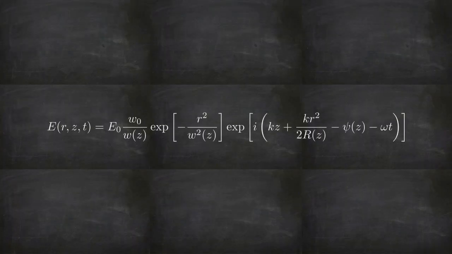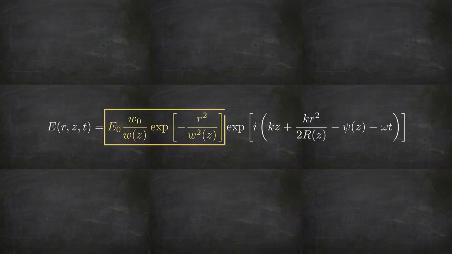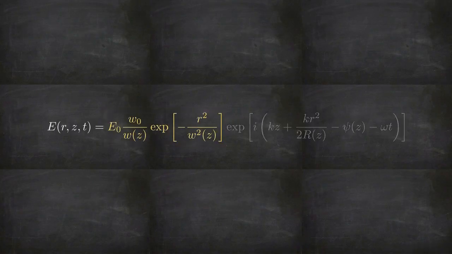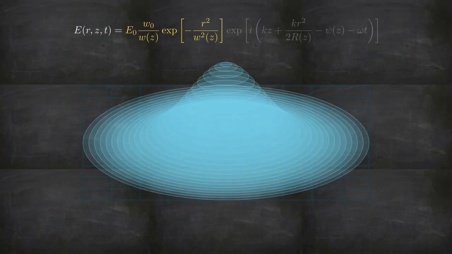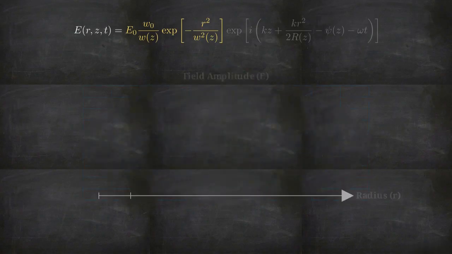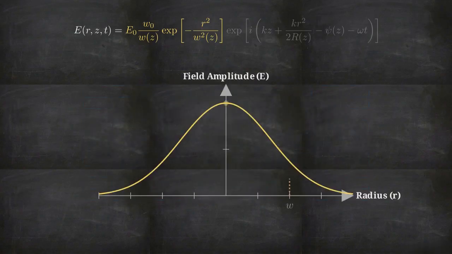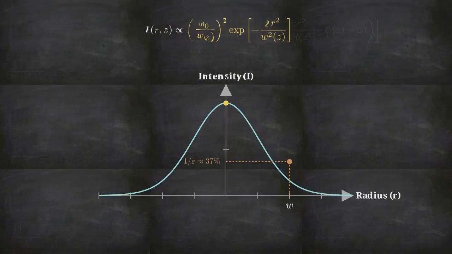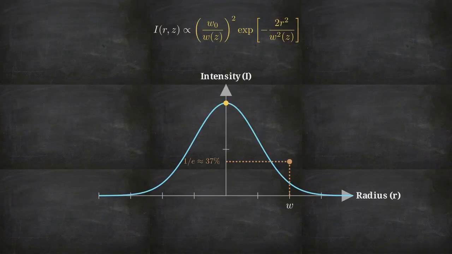The TEM00 Gaussian beam is the fundamental solution to this equation. The master formula separates into two parts: real amplitude terms and complex phase terms. The amplitude term reveals a smooth transverse bell curve that peaks on the central axis and fades toward the edges. The beam radius W is the distance where field amplitude drops to 1/e of its peak. Because optical detectors measure intensity, the square of the field, we square the exponent. At radius W, intensity drops to 13.5%.